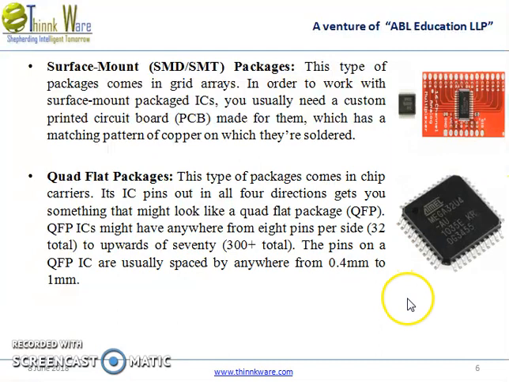Quad flat packages. This type of packages comes in chip carriers. Its IC pins out in all four directions. Gets you something that looks like quad flat package QFP. QFP ICs might have anywhere from 8 pins per side, 32 pins in total, to upwards of 70, 300 plus total. The pins on the QFP IC are usually spaced by anywhere from 0.4 mm to 1 mm.